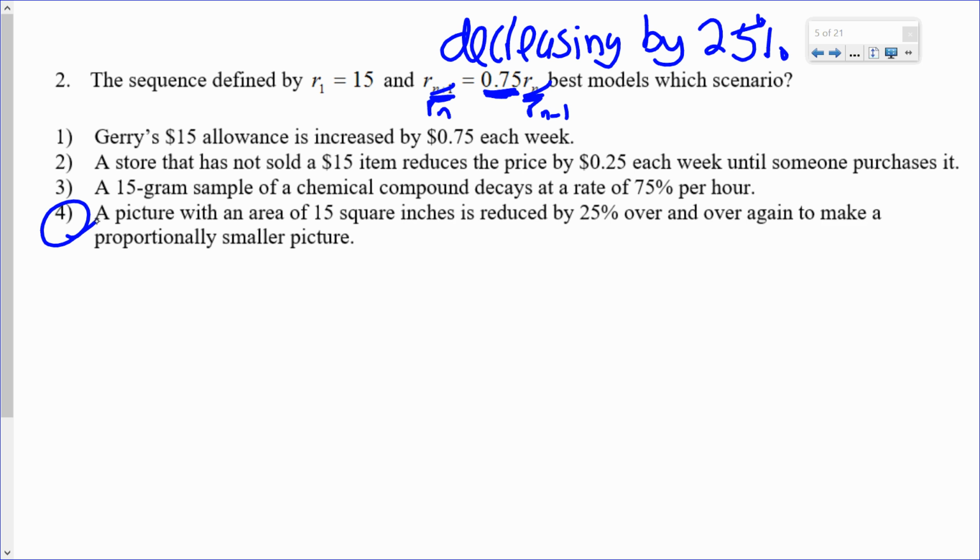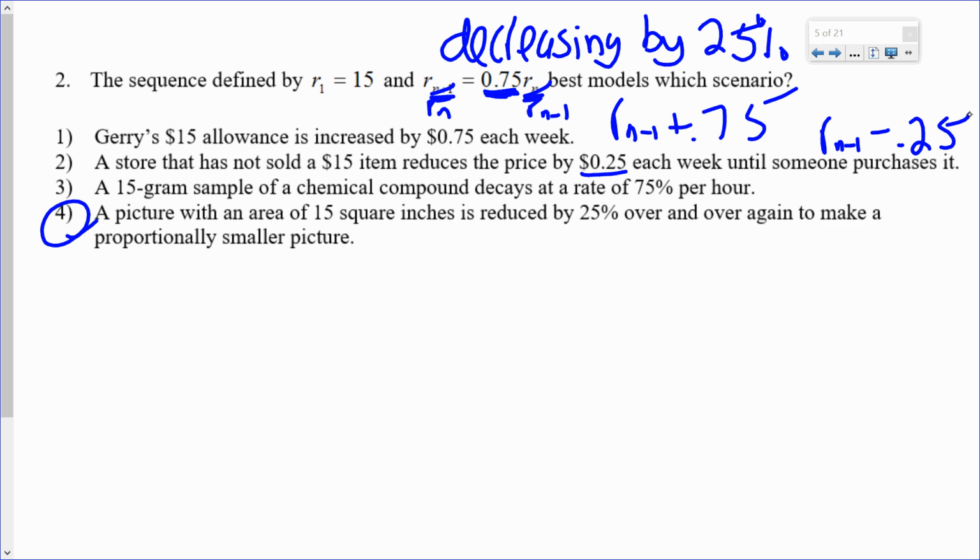For choice 1, it's increasing by 75 cents each week. That would be Rn minus 1 plus 0.75. Reduces by 25 cents. That would be Rn minus 1 minus 0.25. It's not reducing by 25%. It's reducing by 25 cents, a constant amount.